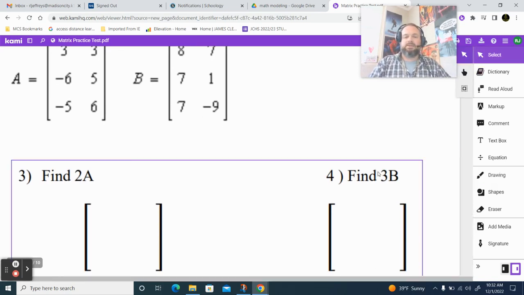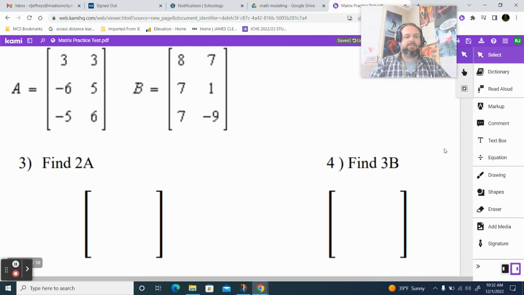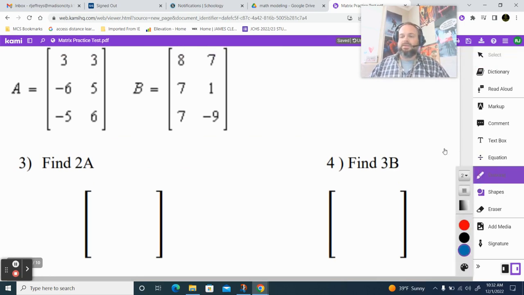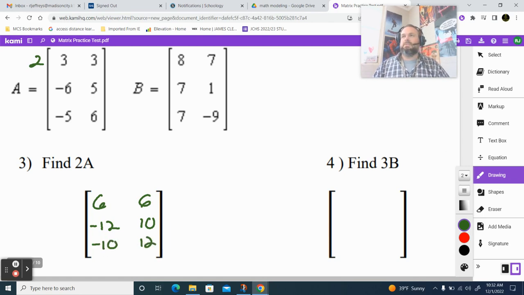Because I needed to copy this over for myself, I did. So this is our scalar multiplication. This is 2 times A. This is 2A. Basically, I'm taking A and multiplying everything by 2. Now, over here, this is 3B, so basically everything by 3.